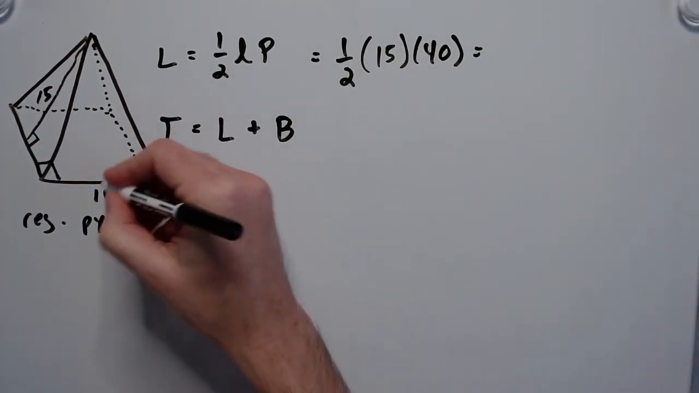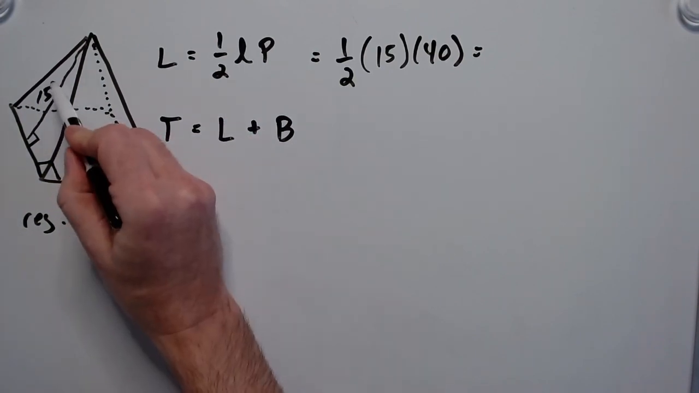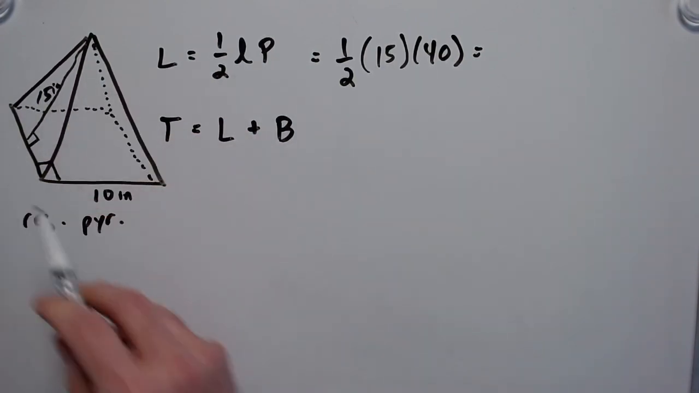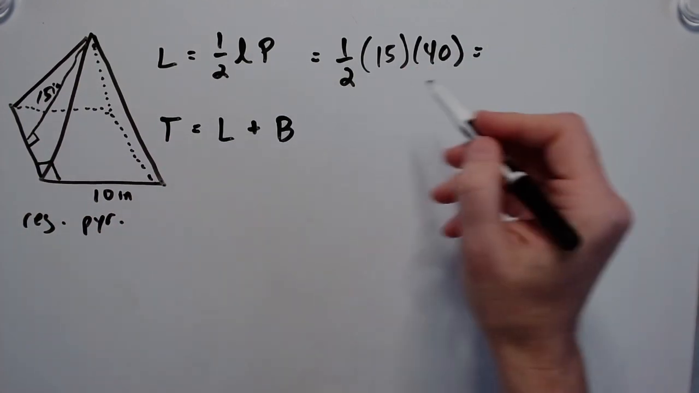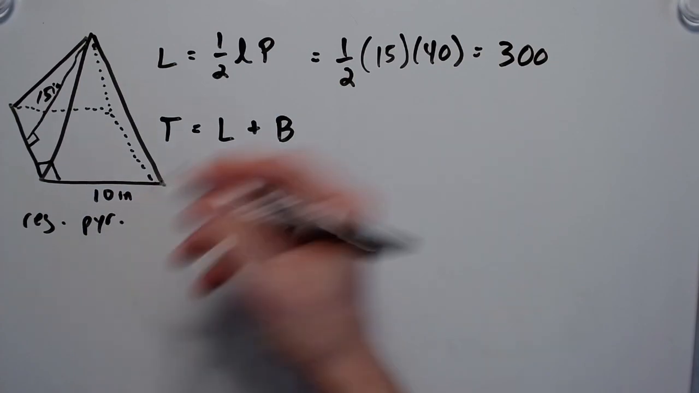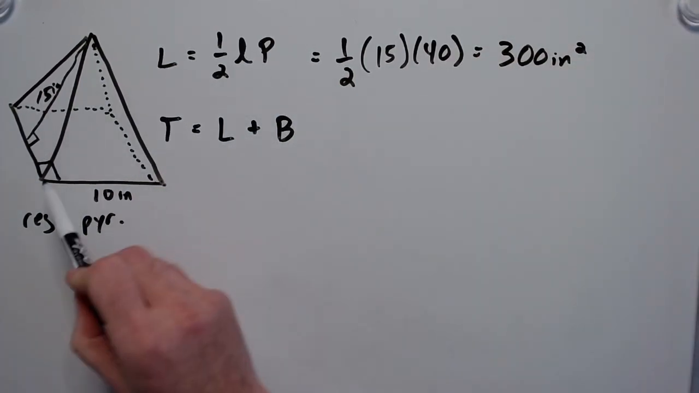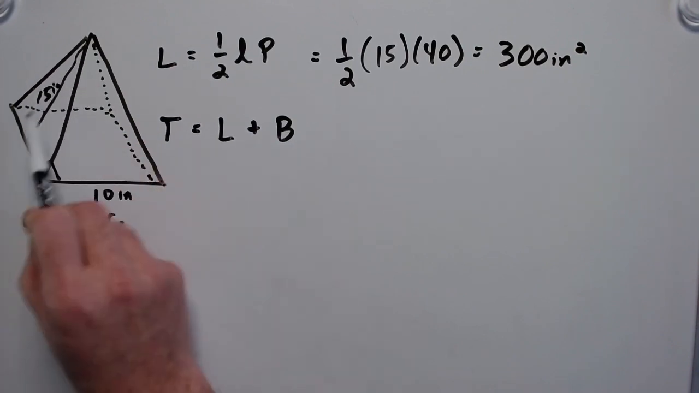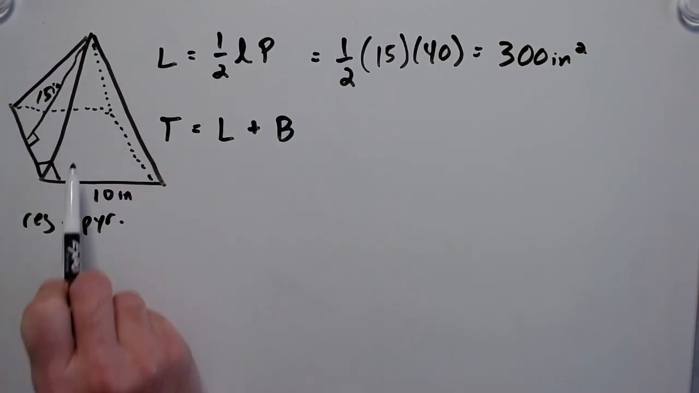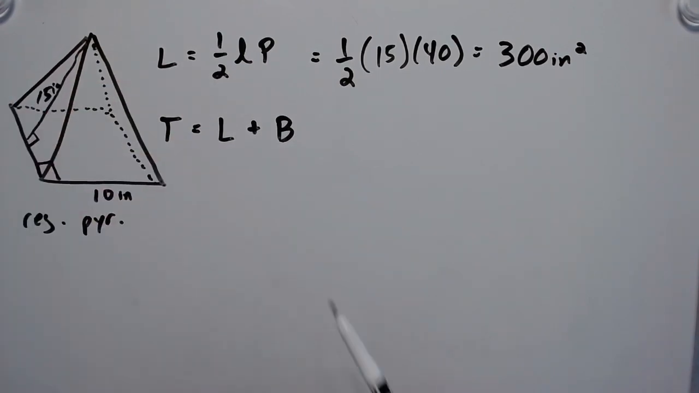Now let's just say this is inches. Let's put some units on here. This is also inches. So what is the lateral area? So if we multiply all this together, we get 300. But since we have units, we know this would be square inches. Again, the lateral area would be the area of the 4 sides of this pyramid, not counting the base. So just these 4 triangles that make up the 4 lateral faces.